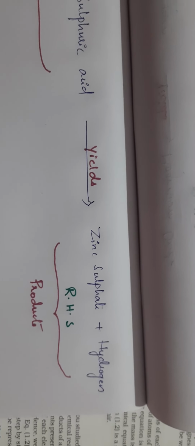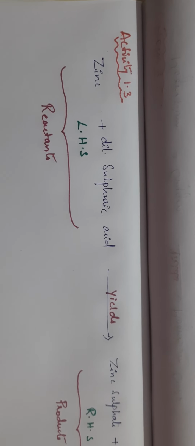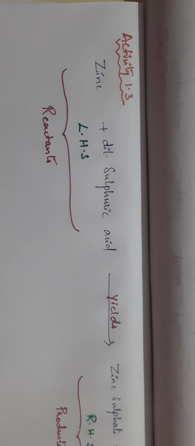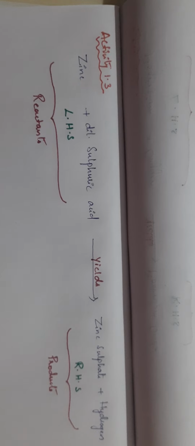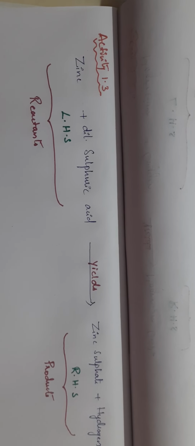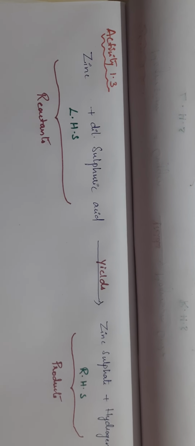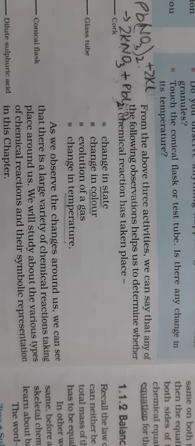This reaction is very quick and fast. As soon as sulfuric acid is put on zinc, we can see bubbles. The bubbles are the release of hydrogen gas, and the reaction is so quick that it produces heat. So when you touch the conical flask, you can feel it is hot. So let us get back to the textbook.